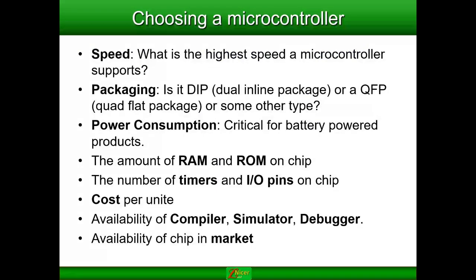You can read them. So choosing a microcontroller, how can we choose a microcontroller? So we have to look for speed in a microcontroller. Of course, we want speed. What is the highest speed a microcontroller supports? The more speed a microcontroller has, the faster it is going to process our data, the faster it's going to give us outputs. Then we have to choose our packages. There is dual inline package or a QFP, quad flat package, or some other types. We have our SMD, etc.